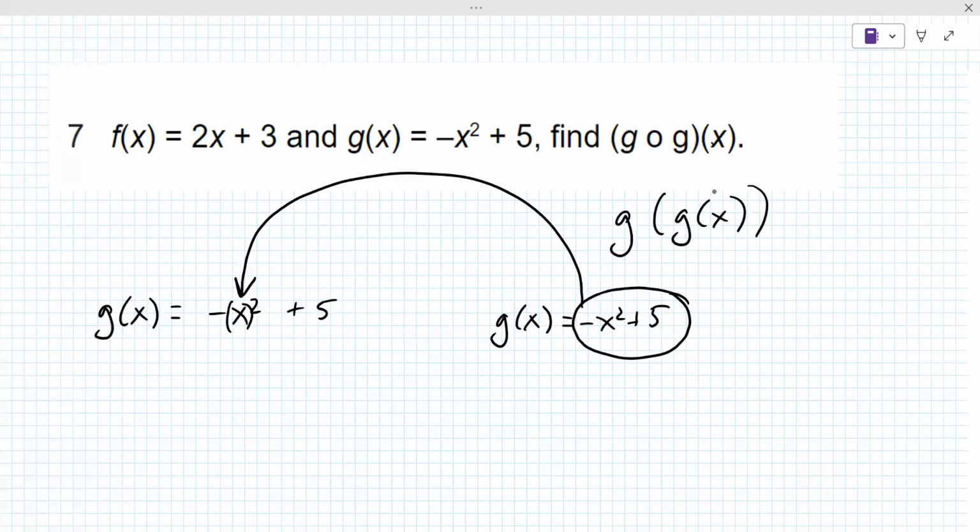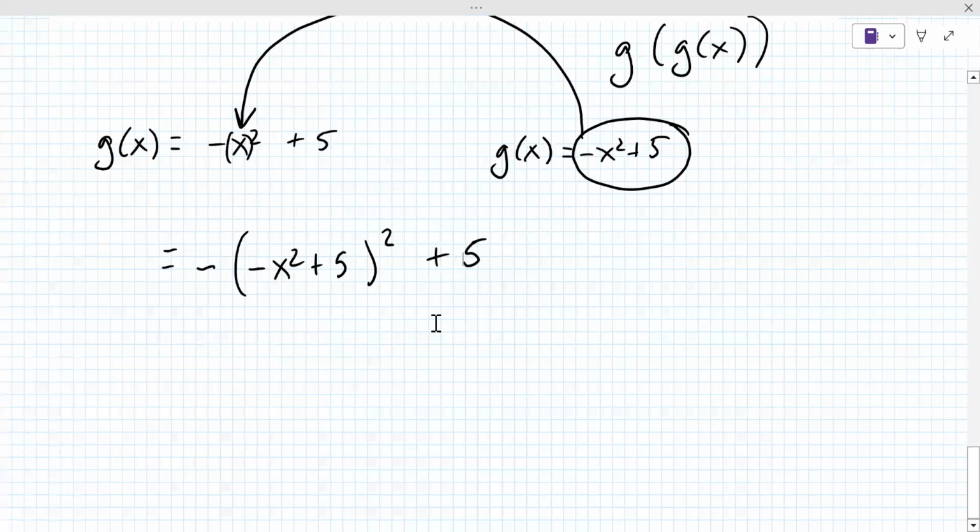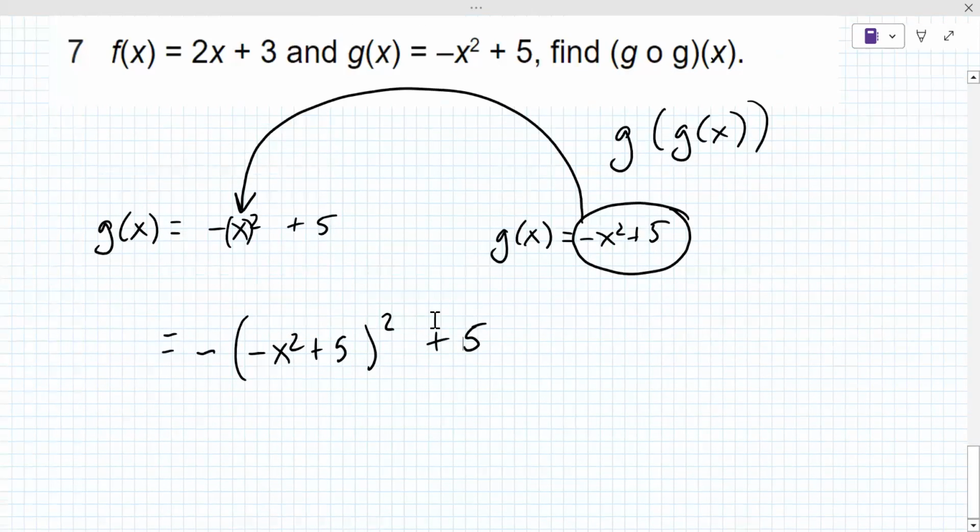And again, it's in parentheses. So it's minus parentheses minus x squared plus 5, squared, plus 5. We're taking everything over here on the right and putting it in for x. Is that okay? Clear so far? Yeah, I'm just trying to catch up. Okay. I'm caught up, by the way.